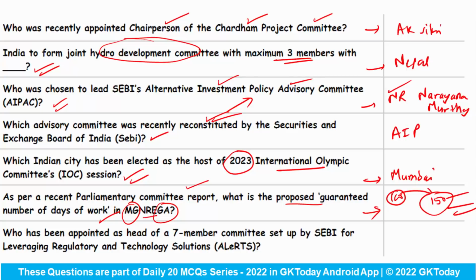Who has been appointed as head of a 7-member committee set up by Sebi for leveraging regulatory and technology solution, that is alerts? Answer is Madhavi Puri.